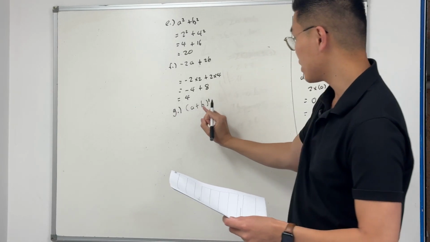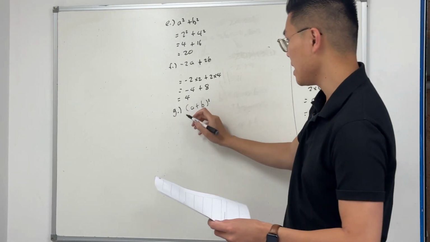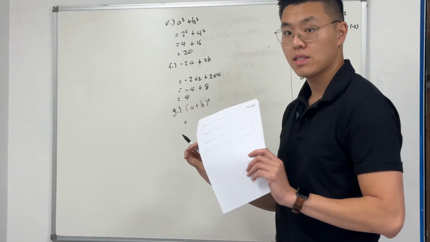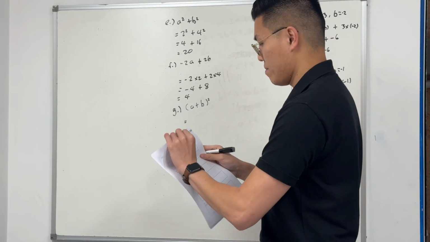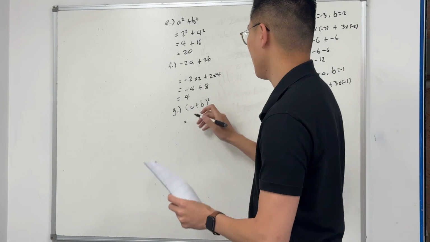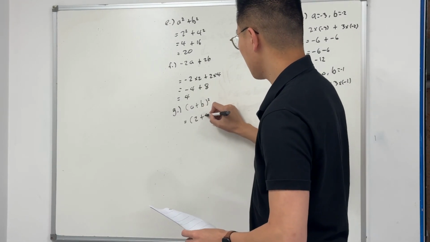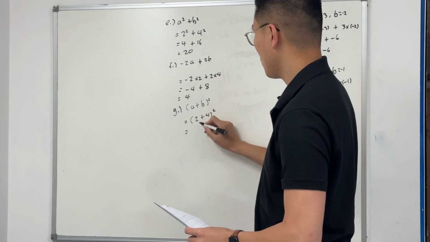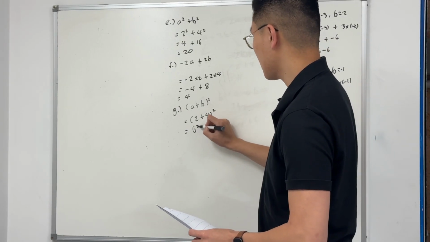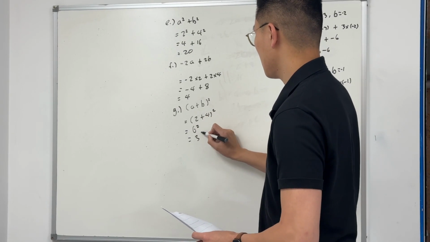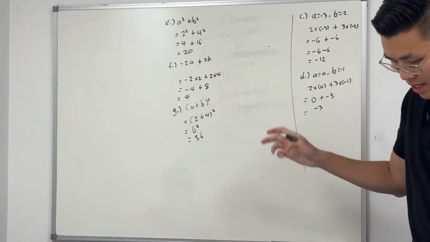Last one, I'm just going to do it on the board real quick. This one's a little bit trickier because you have brackets here. But same thing as always, just replace A and B with their numbers, 2 and 4. So 2 plus 4 squared. We have to do the brackets first. So what's 2 plus 4? 6. So 6 squared. What's 6 squared? 36. Okay, copy that down.